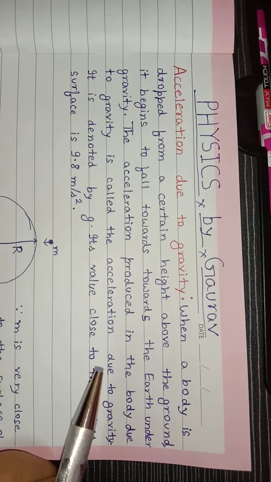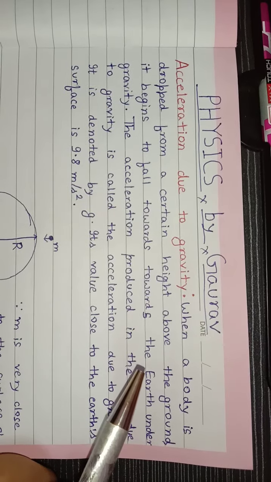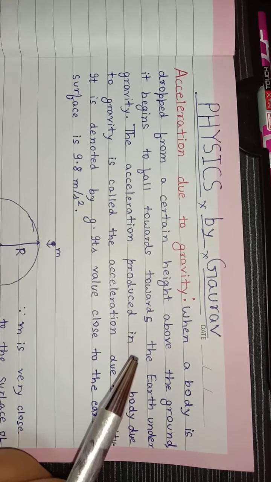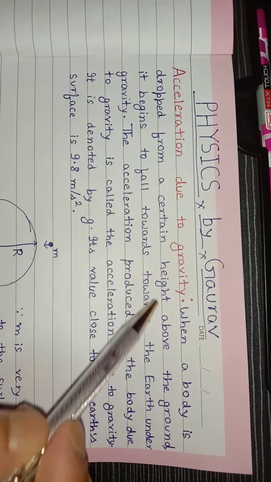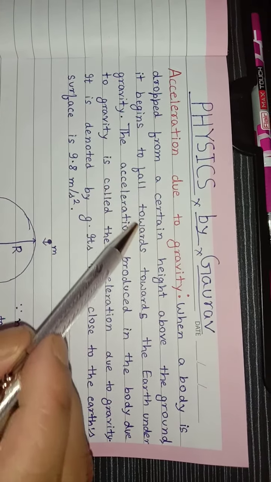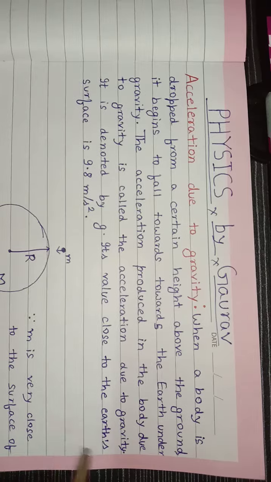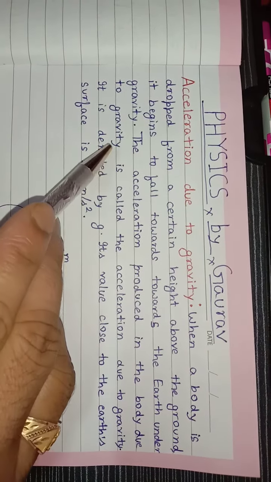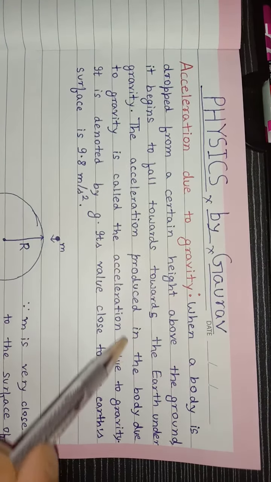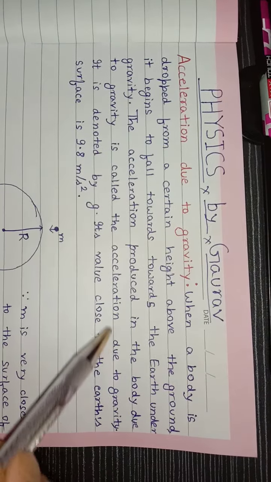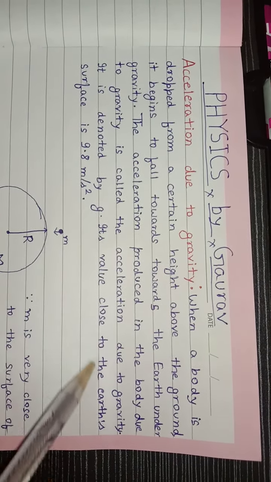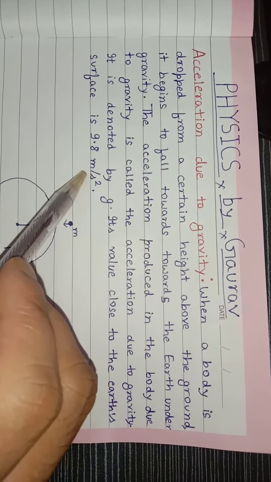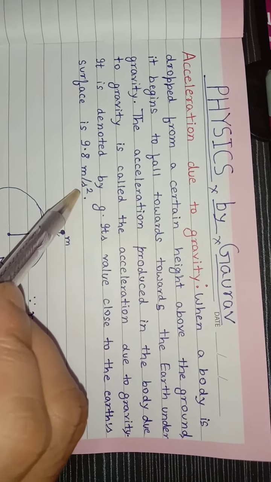First, we'll try to understand the definition of the acceleration due to gravity. Okay, the definition is that when a body is dropped from a certain height above the ground, it begins to fall towards the earth. Under the gravity, the acceleration produced in the body due to gravity is called acceleration due to gravity. It is denoted by small g. Its value close to the earth's surface is 9.8 meter per second square.